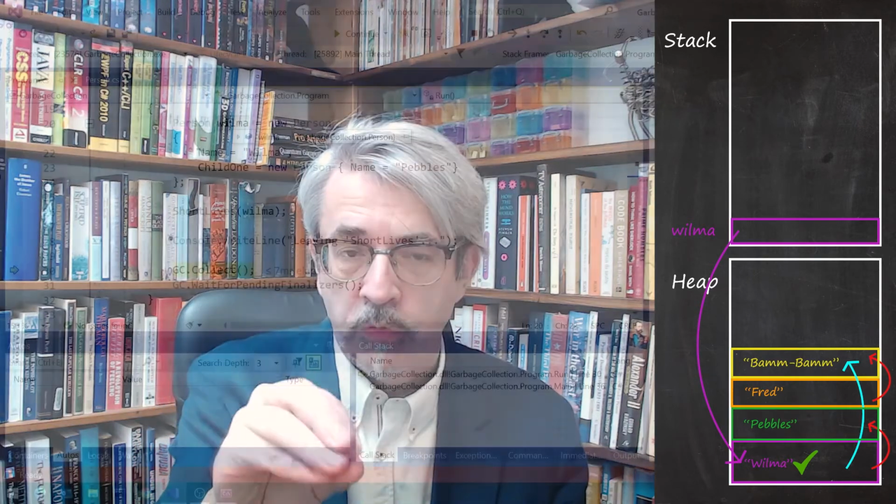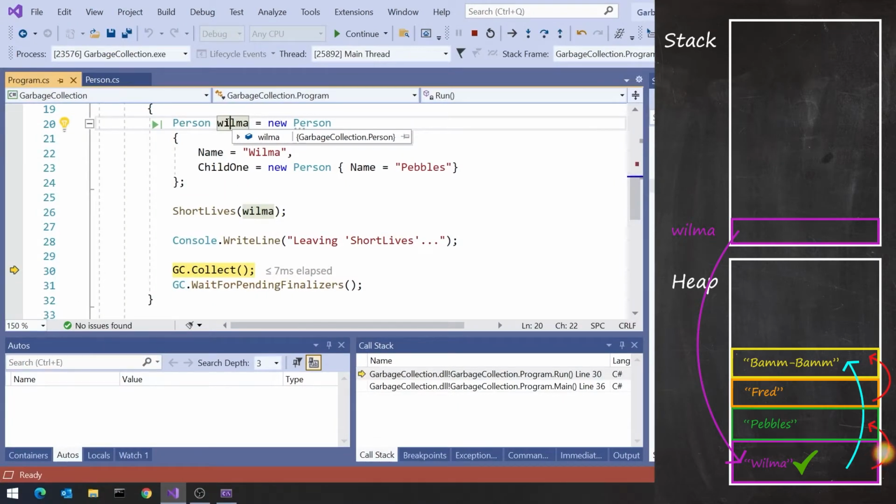So it'll go to child 1, sees that refers to a person, Pebbles, therefore Pebbles is reachable, therefore Pebbles gets a tick that it should not be garbage collected. If Pebbles had any further children, so if Pebbles' children had references, it would follow the path right down, but there aren't any here. We'd then move on to Wilma's child 2, which is a reference to Bam Bam, so Bam Bam gets a tick to say that Bam Bam is still alive.